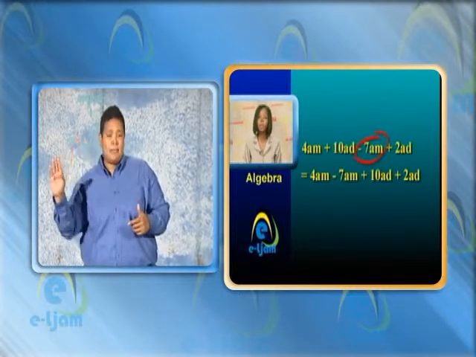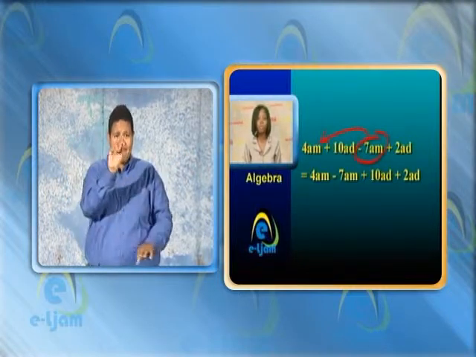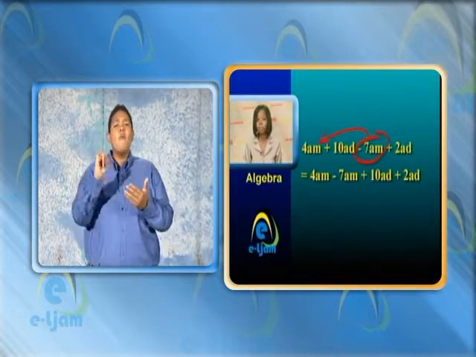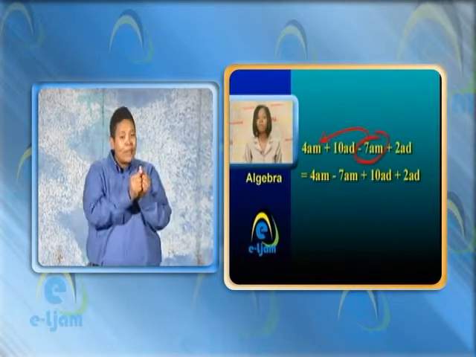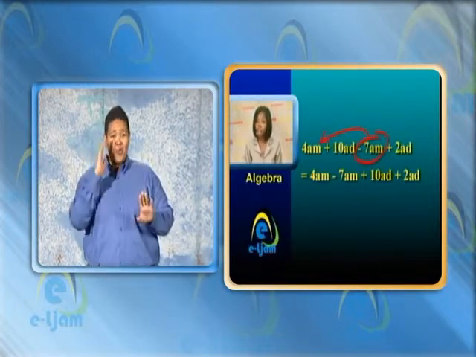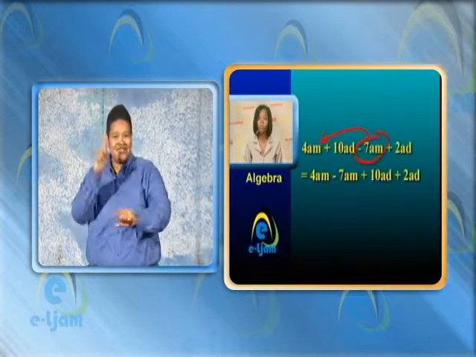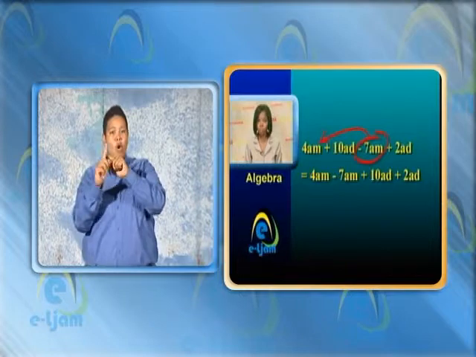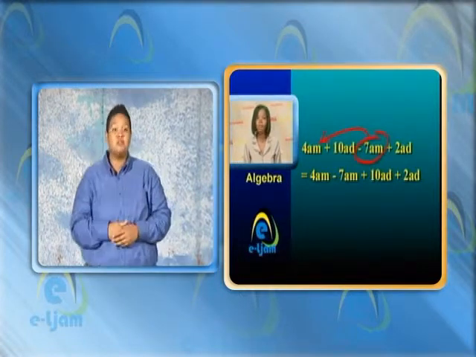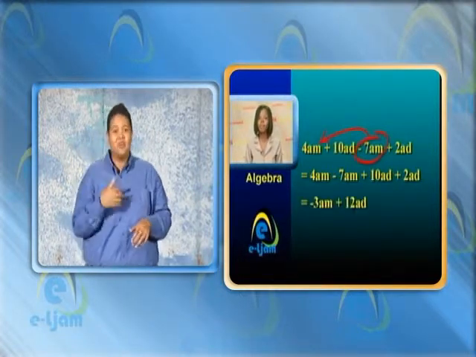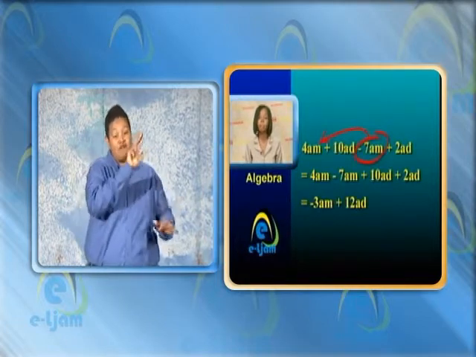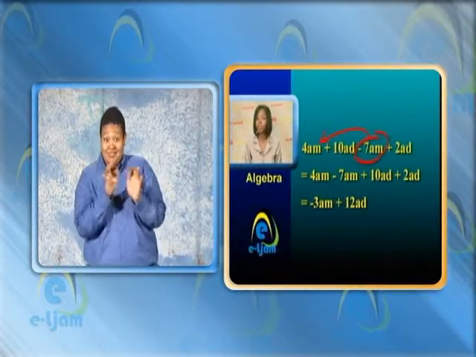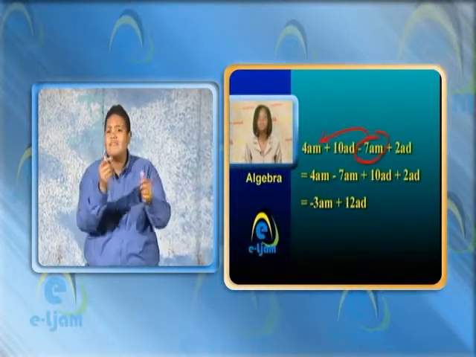Notice that when we move the 7am, we also move the minus sign. The sign is like the head of the term. When we walk towards the door, we don't leave our head on the couch. In the same vein, when we move a term within an expression, the sign in front of it moves with it. Now that we have grouped the like terms, we can simplify the expression to negative 3am plus 12ad. Note that the expression cannot be further simplified because we now have two unlike terms.